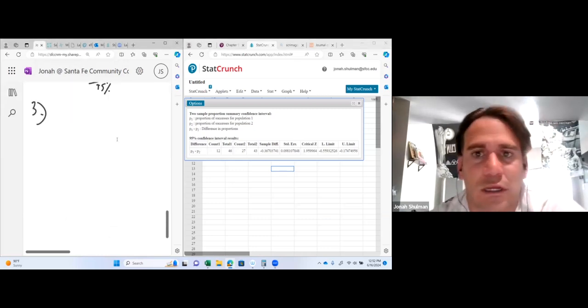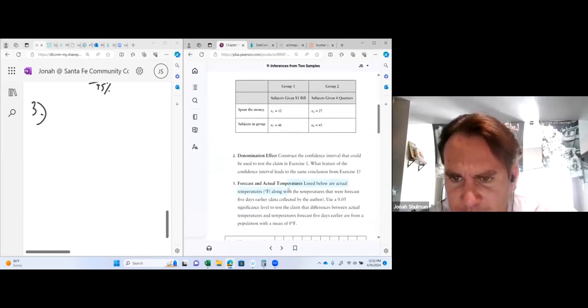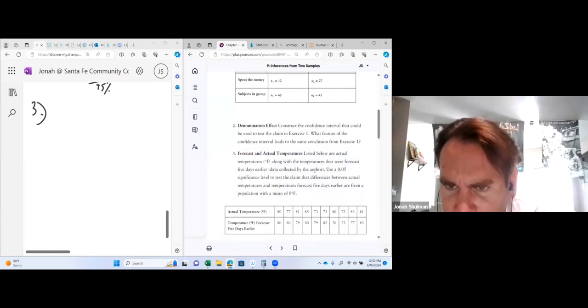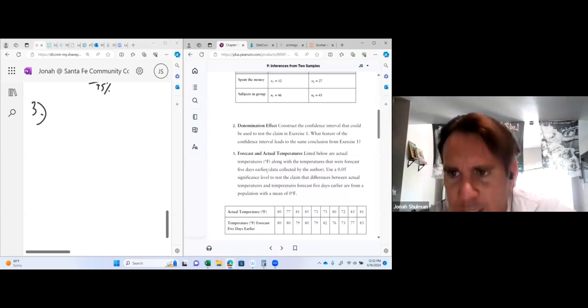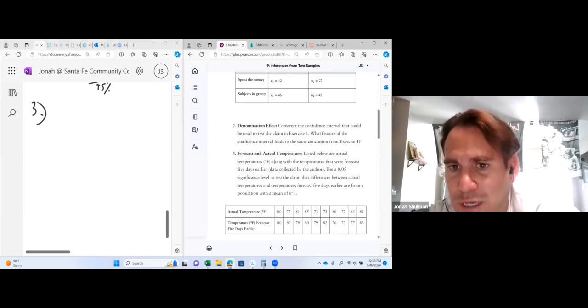All right, let's look at 3. Maybe it's got a confidence interval for us. Listed below are the actual temperatures along with the forecast 5 days earlier. Use a 0.05 significance level to test the difference between actual temperatures and the temperature forecast 5 days earlier, with a mean of 0 degrees. So actual temperatures along with the forecast. You might think it's dependent, but this is independent, because they say temperatures, but it's not the same person getting it. One's from the author who's actually getting it, and one's from like the news place, so they're different.